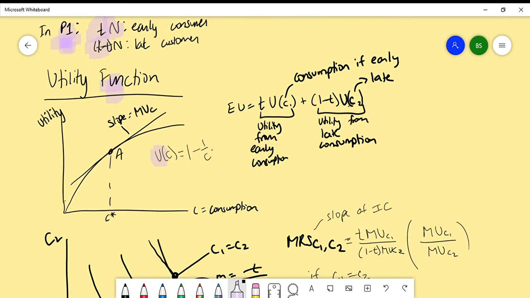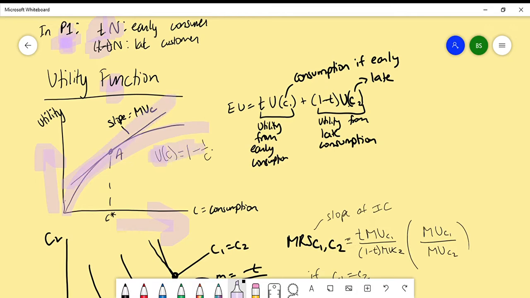So now we're going to have a utility function where the utility that people get is from consumption. As you consume more, your utility goes up, but then there's also diminishing marginal utility. So it's like this kind of curve, and the slope of this line is the marginal utility of consumption.